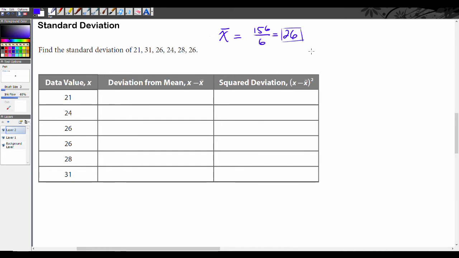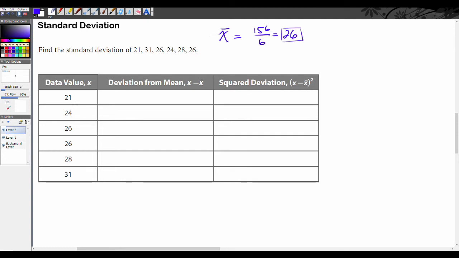So now what we're going to do with that is we're going to go into this table here that's already been set up for us, and we need to find our deviation from the mean. And you see here it says x minus x with a line over it. Remember, I've told you x with a line over it is a symbol for mean. And x is each number here. So all you're doing is subtracting each number in the set of data minus the mean.